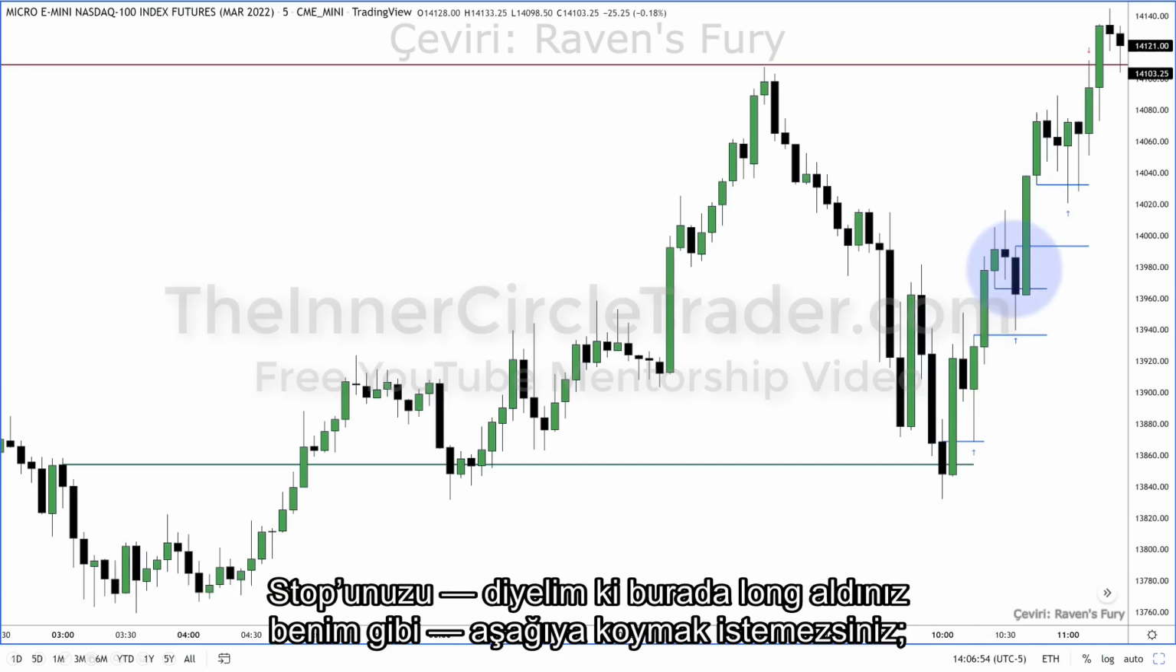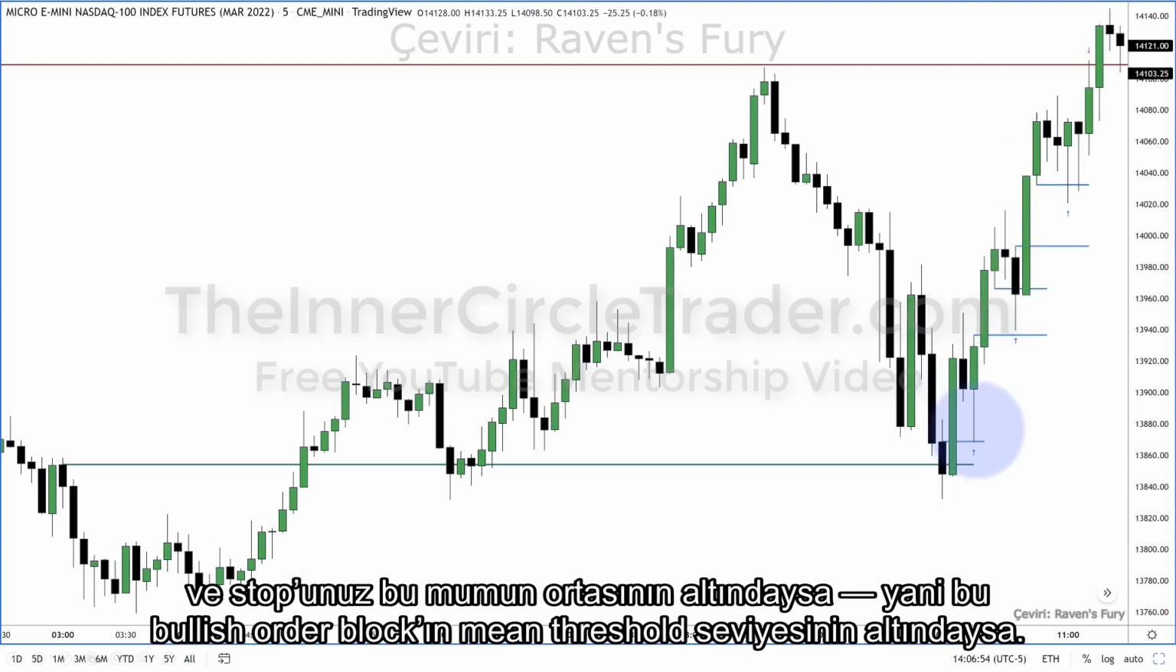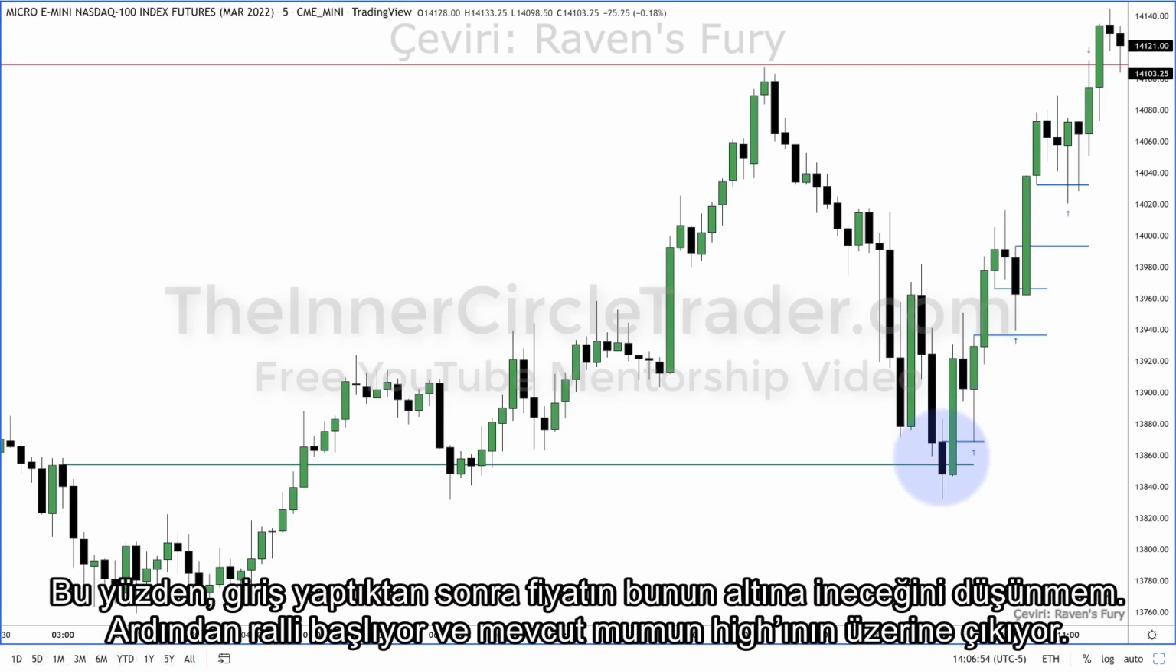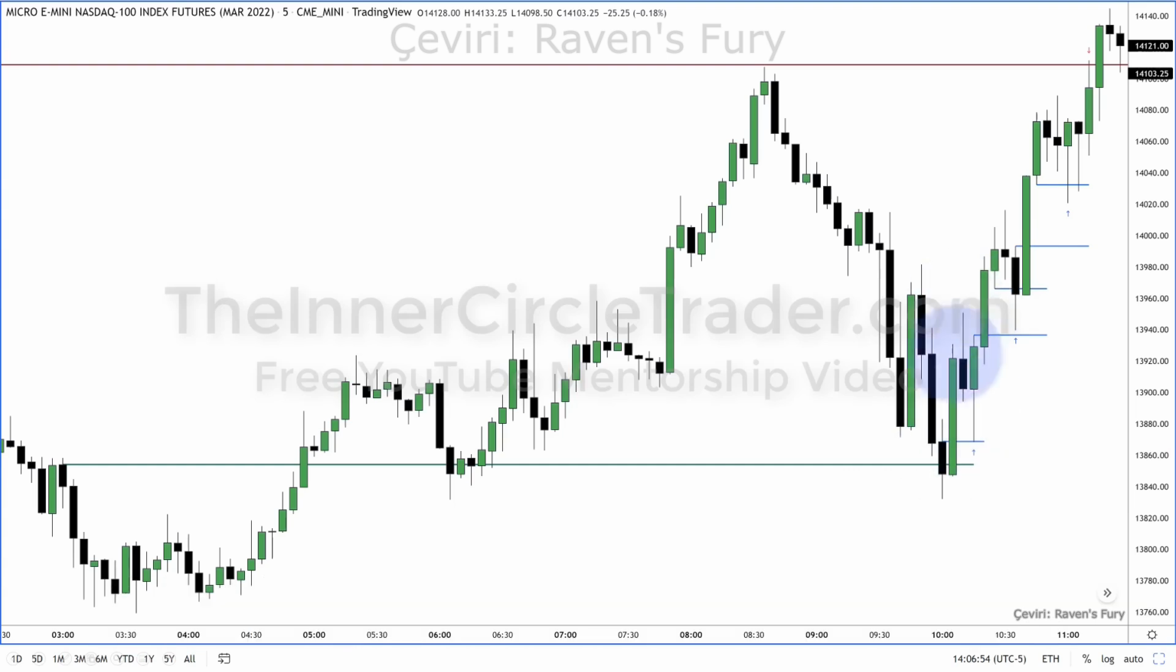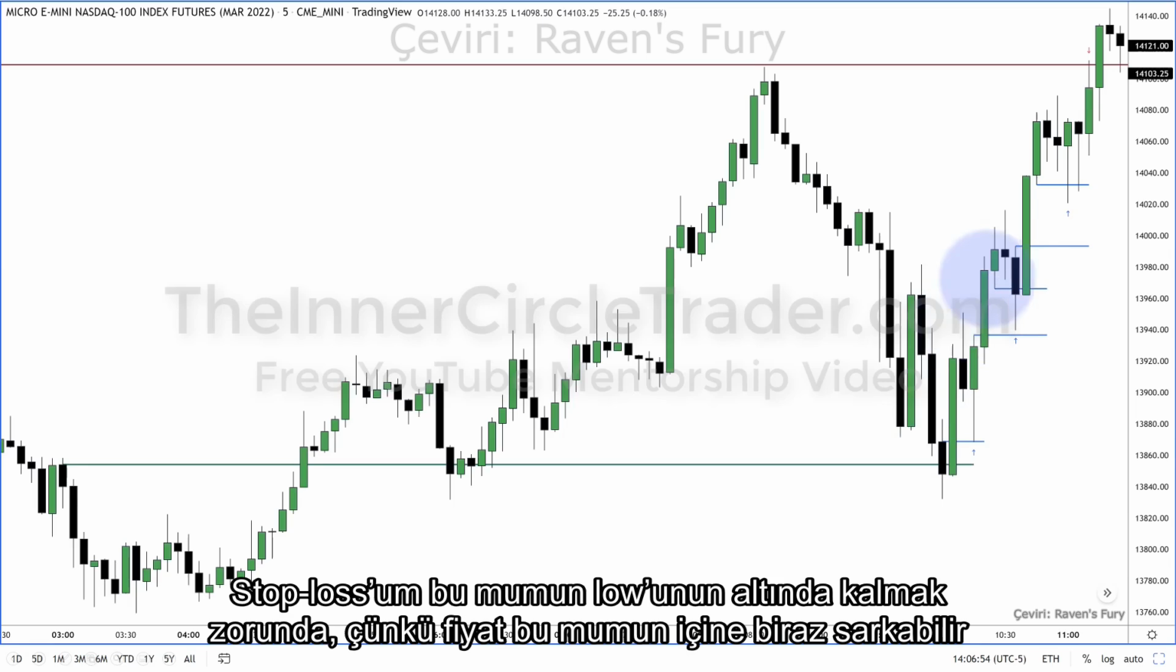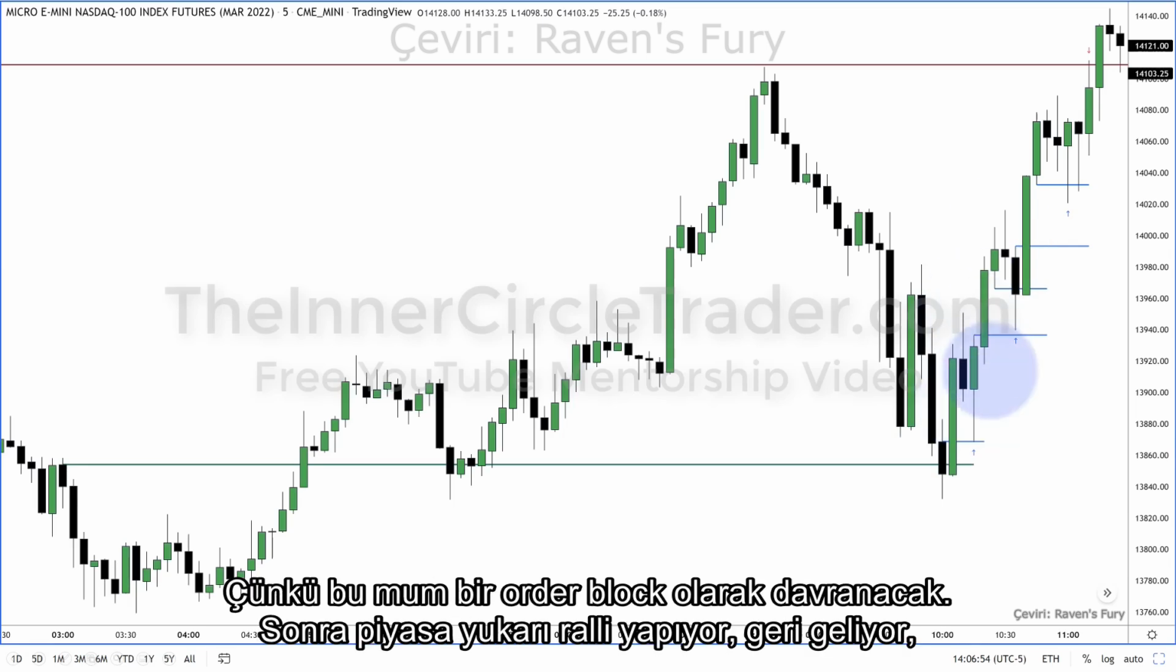The market should not retrace back down below those. So what am I saying? For trailing stop losses, you do not want to take your stop loss. If, say, you bought it down here like I did, and your stop was below the middle of this candle, that's the mean threshold of the bullish order block. So I don't think it's going to go down below that once I'm entering. And it starts to rally and goes above this candle's high. My stop loss must remain below this candle's low, because it can dig into that candle, because it's going to act as an order block.